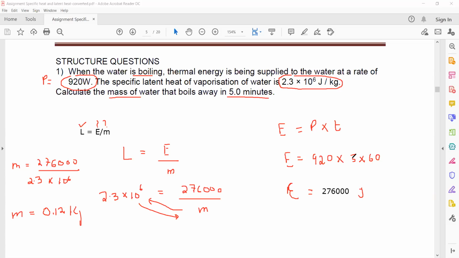Is this question clear? So latent heat is energy divided by mass, but in this question we don't know the energy. That's why first we have to find the energy, which is power multiplied by time. When power and time are multiplied, we get the energy, and then we use the formula latent heat is energy divided by mass. So we find the mass, which is energy divided by latent heat.